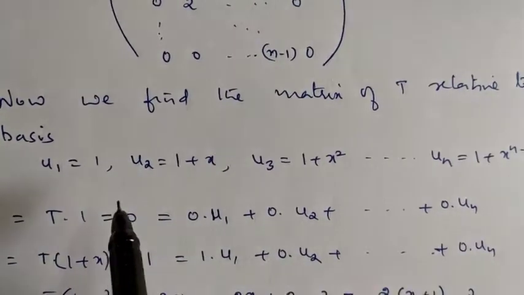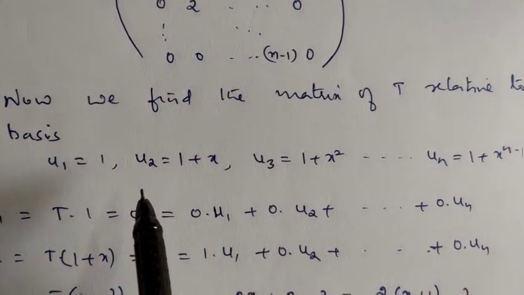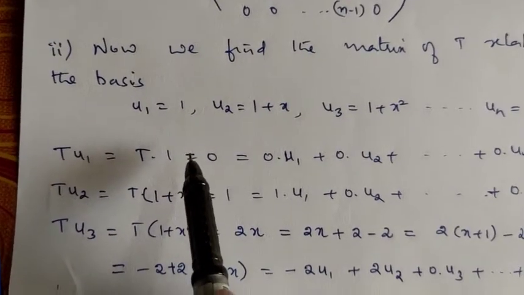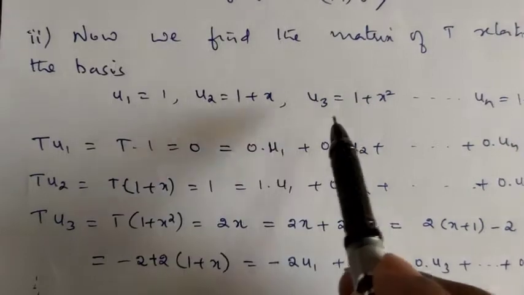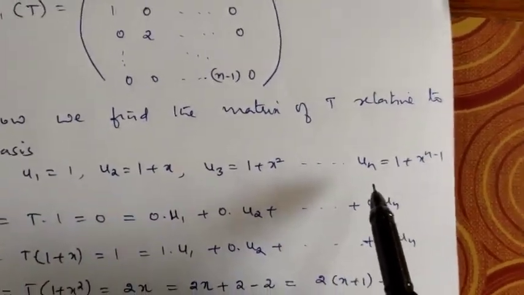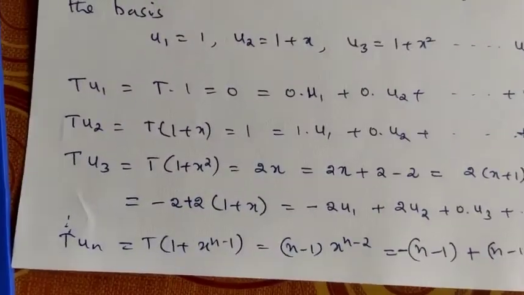Certainly these are the basis for the vector space V. Okay, you can verify it. Now again, T of U1 belongs to V, T of U2 belongs to V, T of U3 belongs to V, etc. T of Un also belongs to V. Therefore these can be written as a linear combination of basis elements.